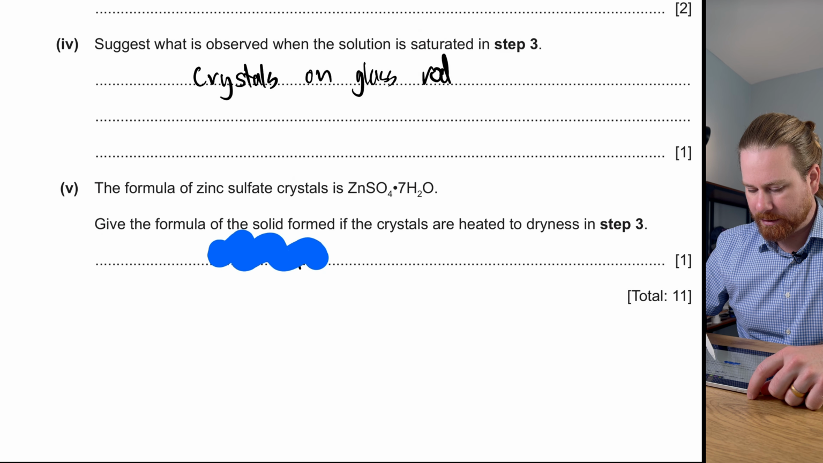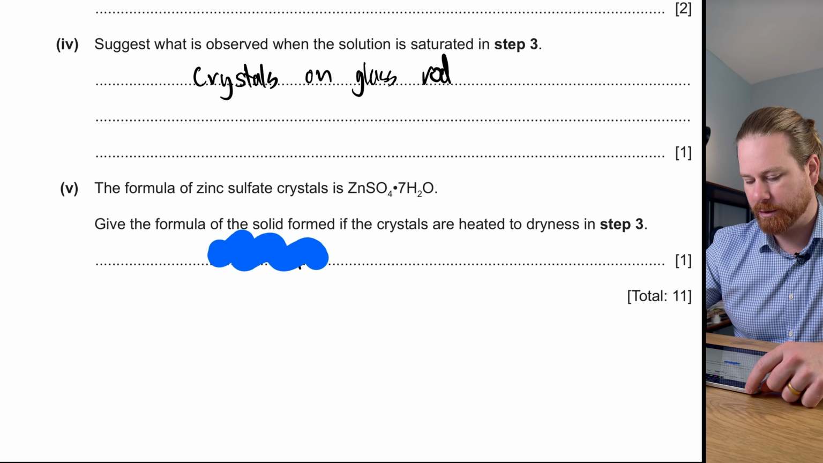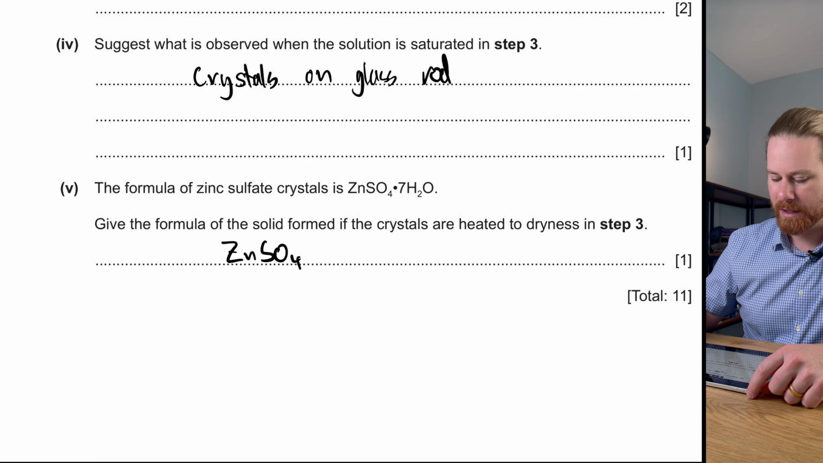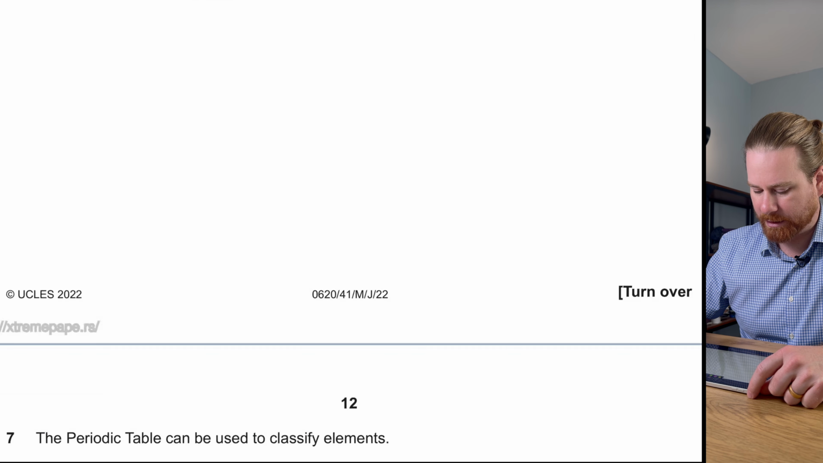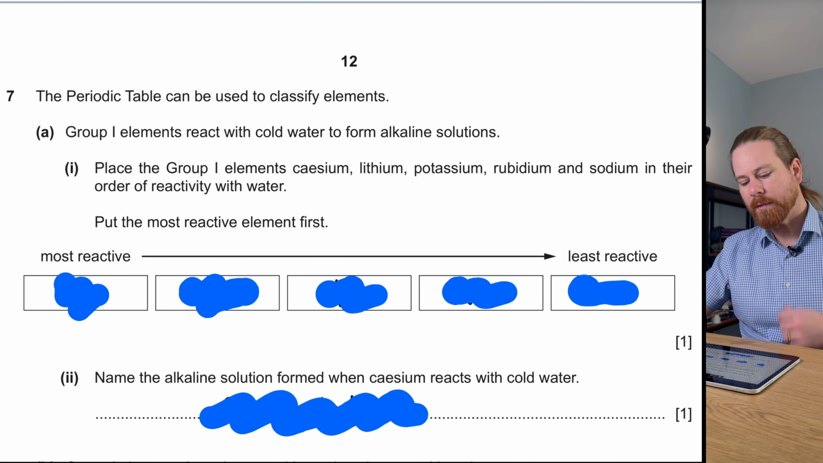Okay, using zinc sulfate hydrated, we've got our formula there. Give the formula of the solid formed if the crystals are heated to dryness. Well, we're just getting rid of the water, so we're left with the zinc sulfate. And there we go, question done.